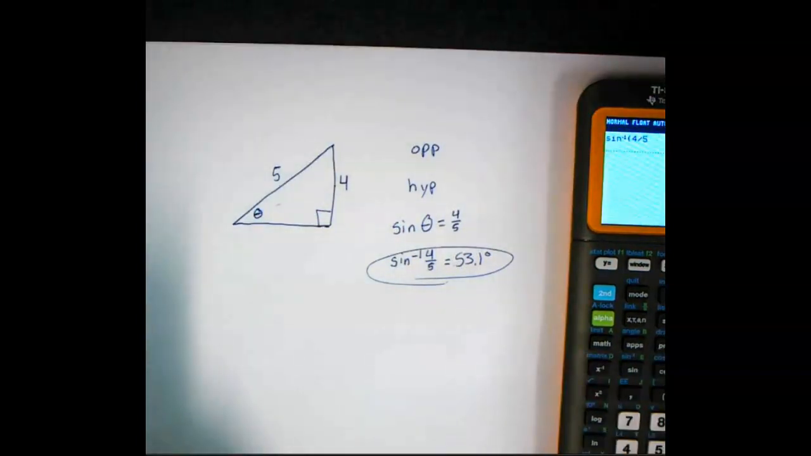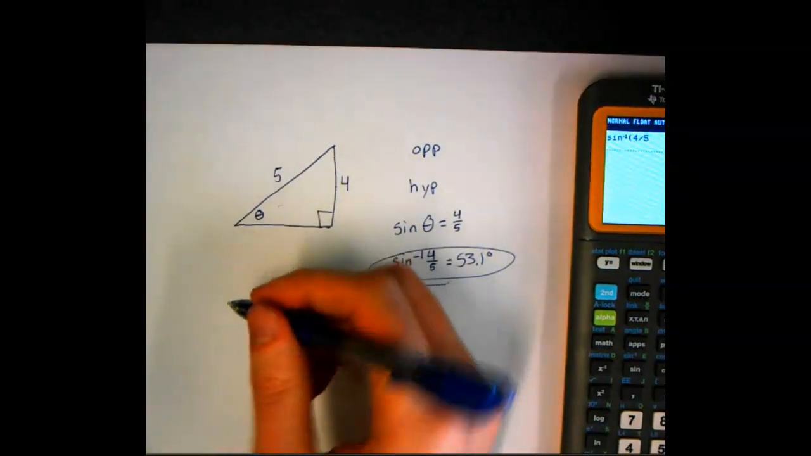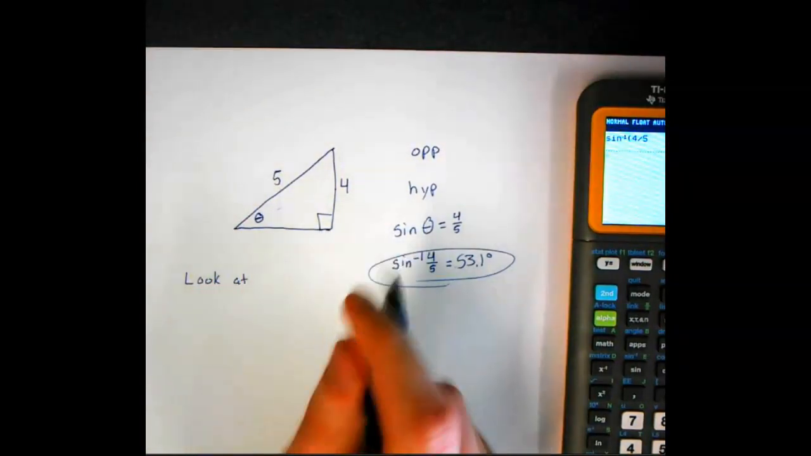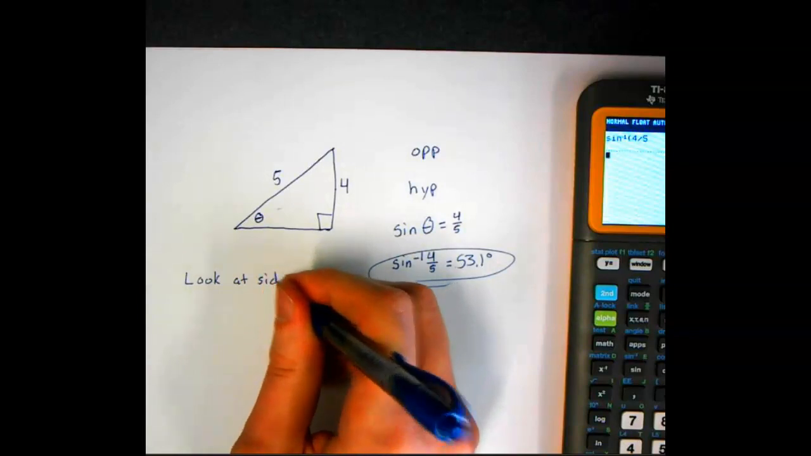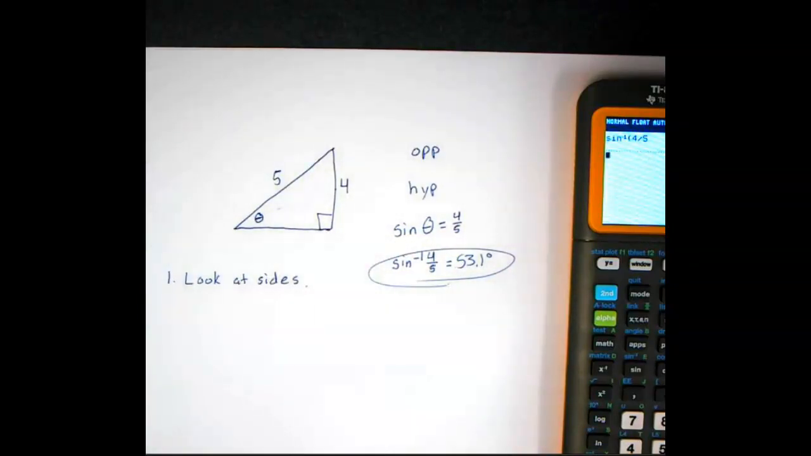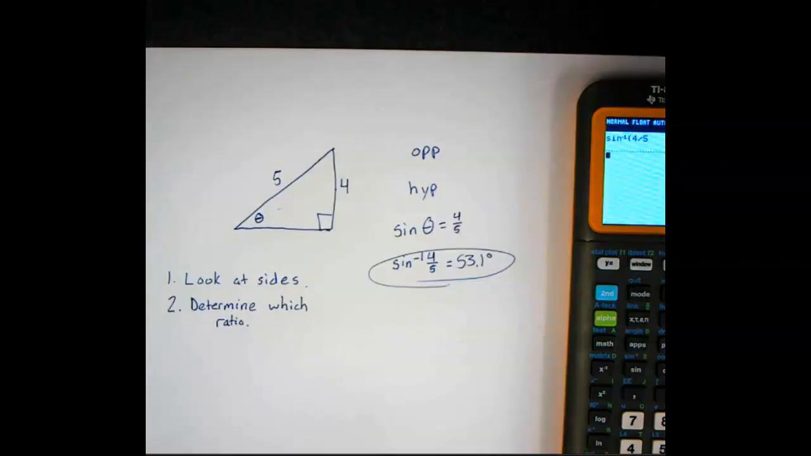Just remember the order that you need to do this. You look at sides, then you'll determine which ratio to use, so that's either your sine, cosine, or tangent. And then you'll plug it into the calculator, and whatever it spits out, that is your answer for the angle. So that is how you solve for angles.